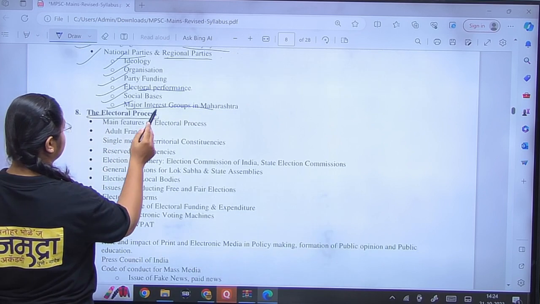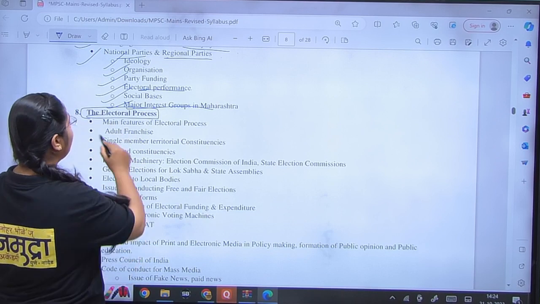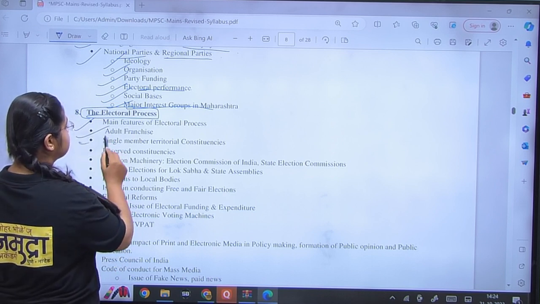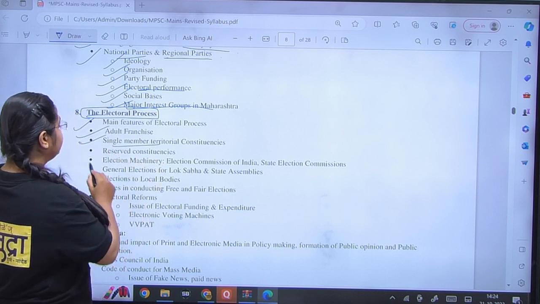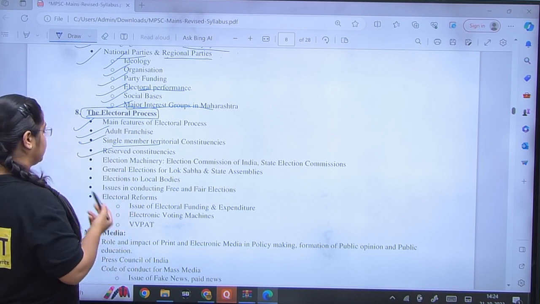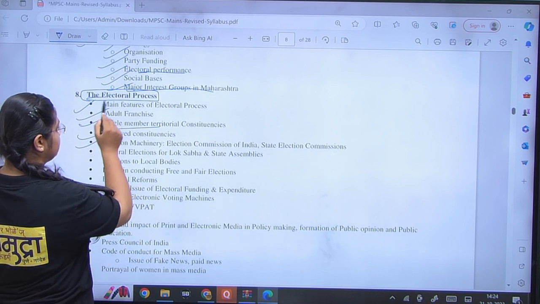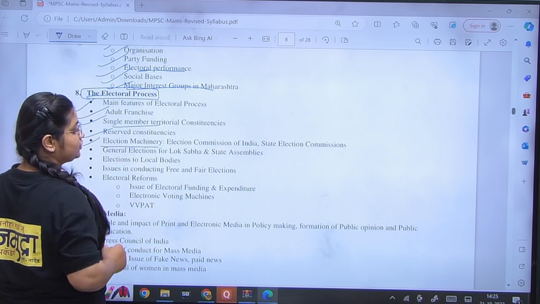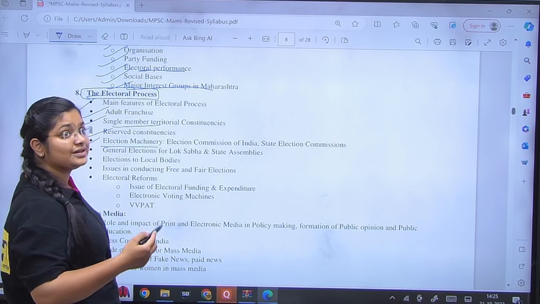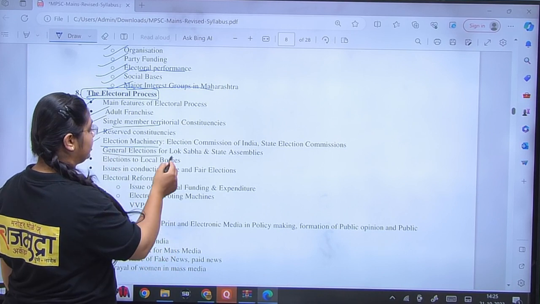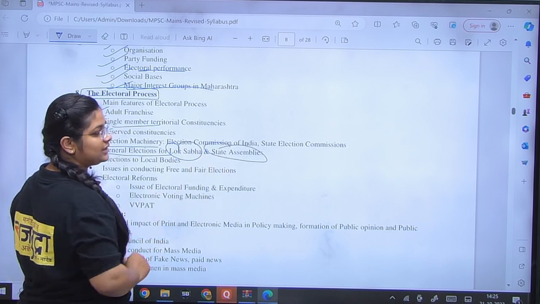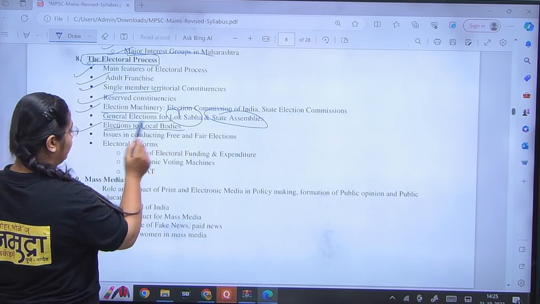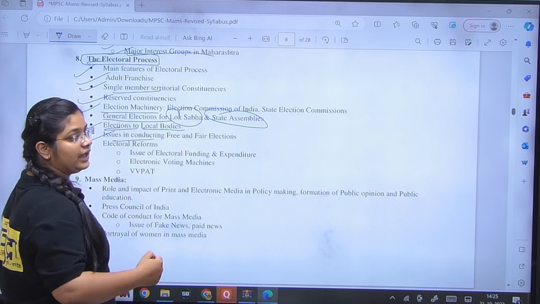Next is the electoral process. Main features of electoral process. What is universal adult franchise? Single member territorial constituencies. Then reserved constituencies. What are reserved constituencies? How the election or all the process is happening. Then election machineries, Election Commission of India, State Election Commission, then general elections for Lok Sabha and State Assembly, okay. Elections to local bodies, issues in conducting free and fair elections.